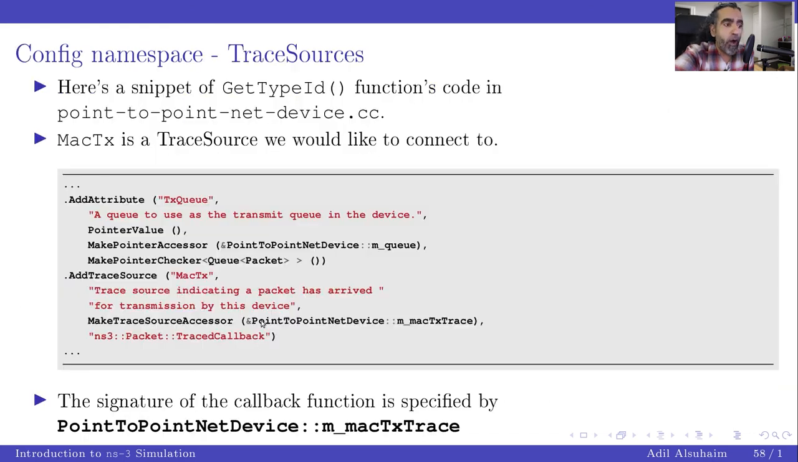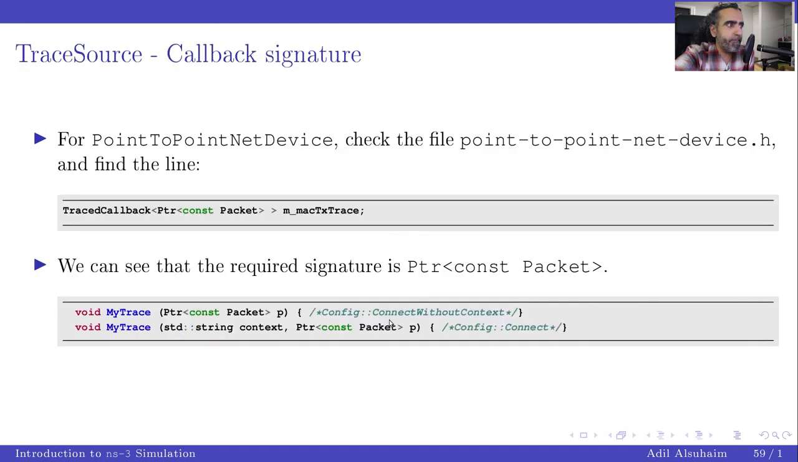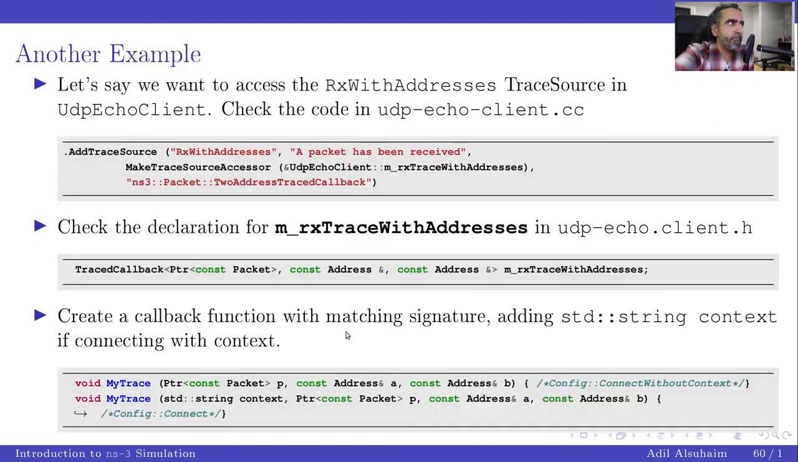And basically, this is how attributes are created. You could look at the code, as you can see here, MacTxTrace. This is in point-to-point net device. As you can see here, the signature defines how, if you look at the header file, you could see that it has this signature, Ptr<const Packet>. So you match. This is another way if you want to look at the code. And this is how you connect if it was without context. And this is how you connect with a context.